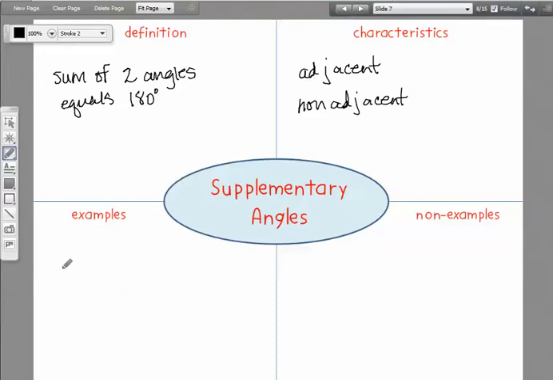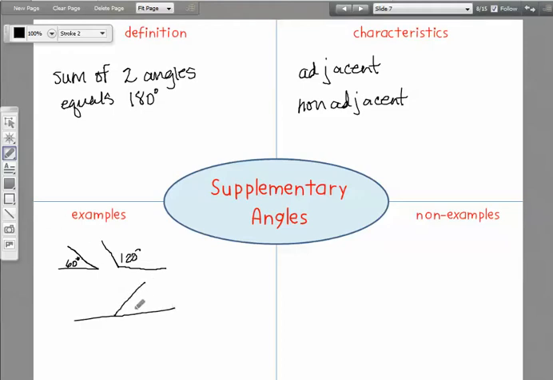And here's a couple of examples. I always find these kind of hard to eyeball and draw. Let's say this one right here is 120 degrees. This angle right here is 60 degrees. Even though they're not right there together, it does not matter. They still add up to 180.